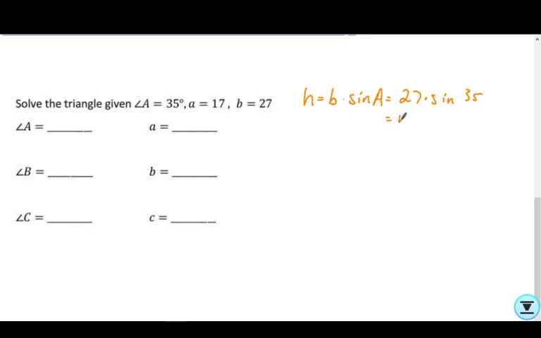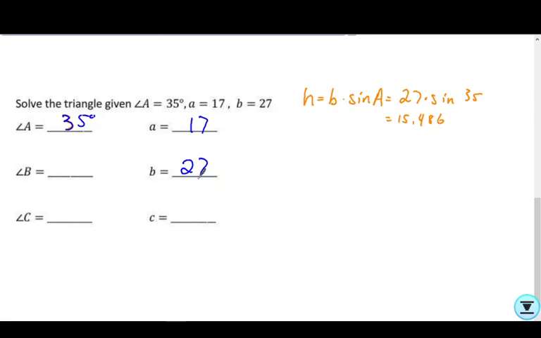Which is 15.486. So in this case, A is bigger than the height. So I do have solutions, and not only do I have solutions, I have two of them. Okay, so here we go. Write down what we know. We know angle A is 35 degrees, side A is 17, side B is 27.